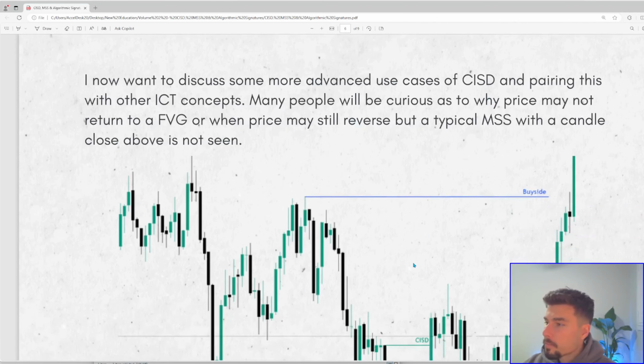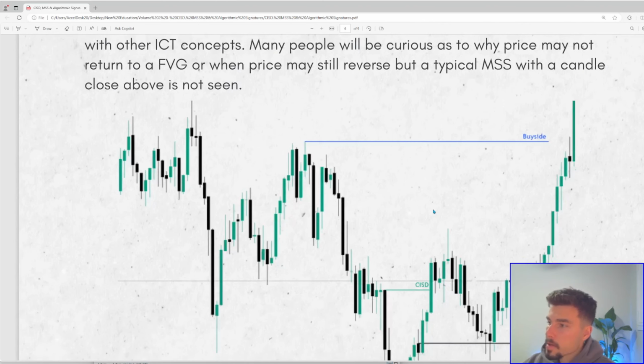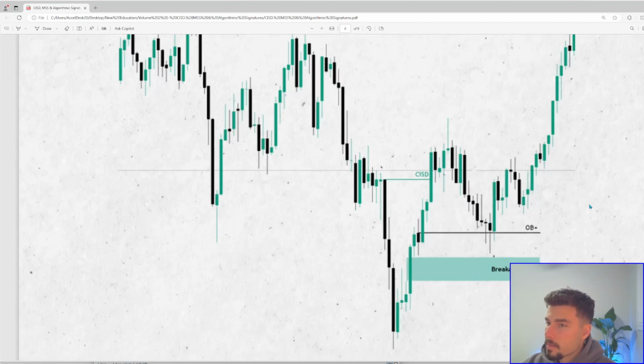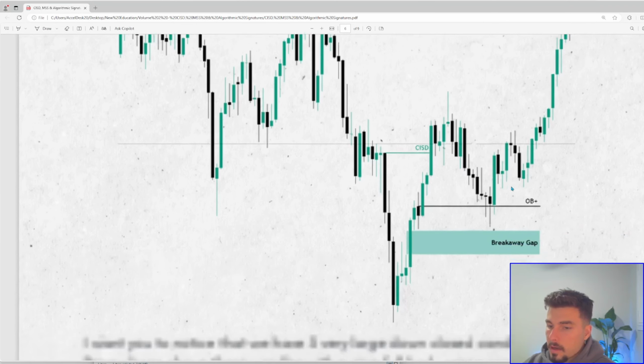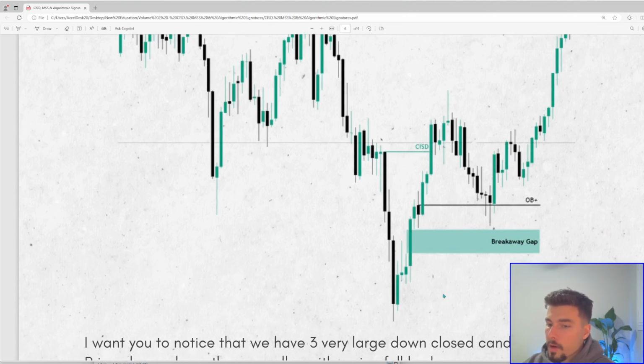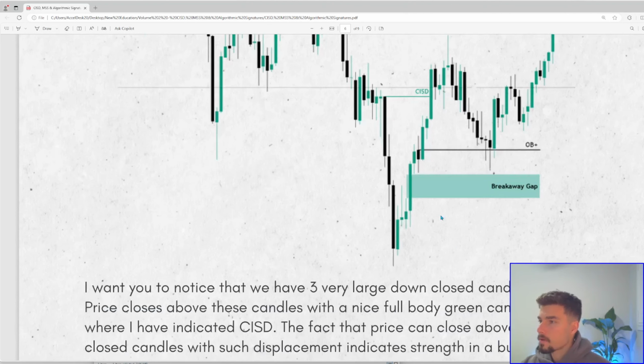because a lot of people are curious about why doesn't price return? Like, look at this example here, for example. There's your buy side. We've got low resistance buy side. Why doesn't price come down here? Why doesn't price return to this gap that I've labeled breakaway gap?